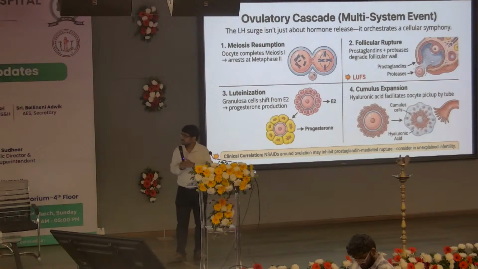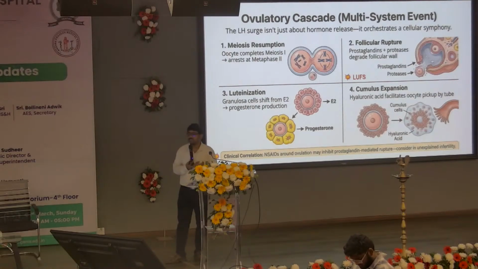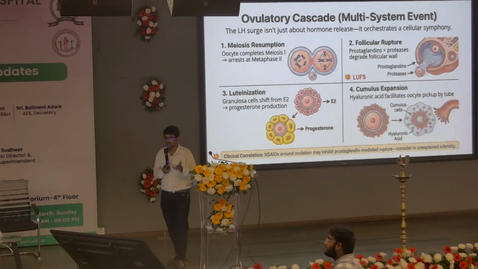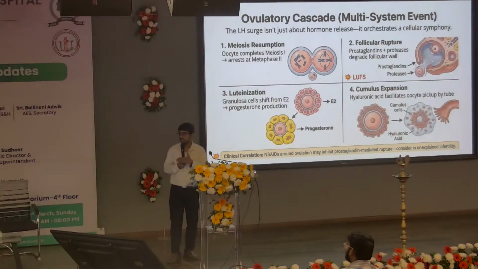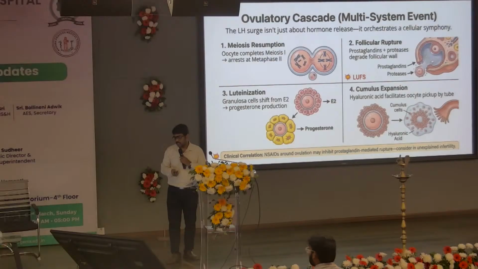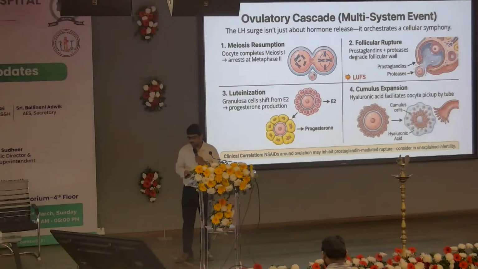Next, once the egg is released, what happens to the Graafian follicle? That is corpus luteum, luteinization. That is the yellow body where the granulosa cells, which previously produced estrogen, now start producing progesterone for the next phase, the luteal phase. And the next is cumulus expansion, where hyaluronic acid is released, which facilitates the ovum entering the fallopian tube.